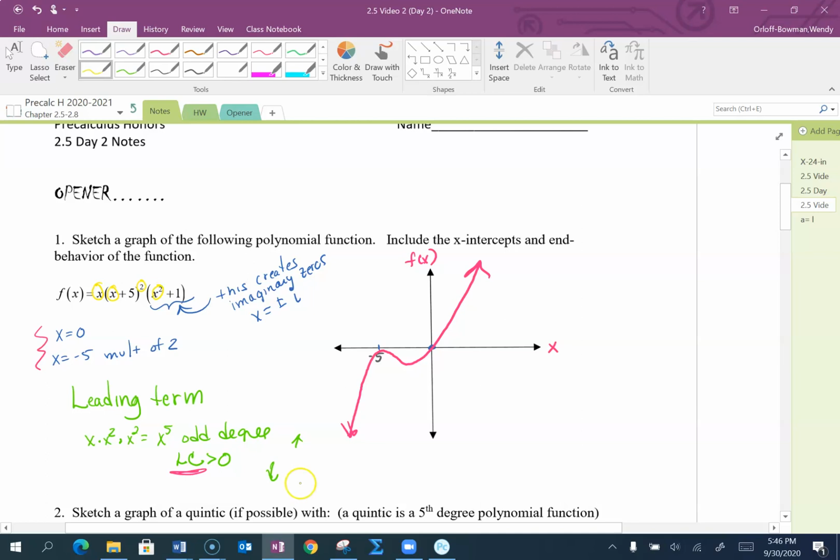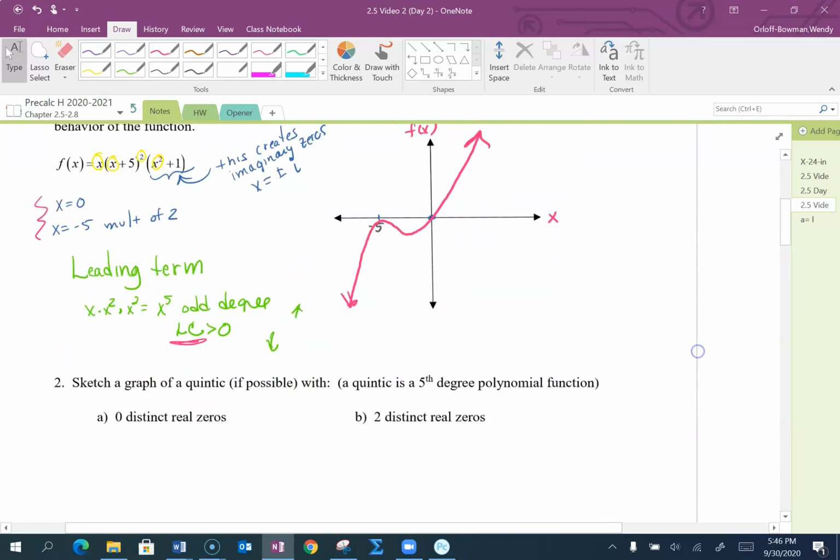And so I knew my end behavior, and I know the behavior when I have multiplicity of 2. It doesn't look like it, but right at -5, the graph touches the x-axis and bounces right off. It's going to slice right through at x equals 0, and that is that graph.